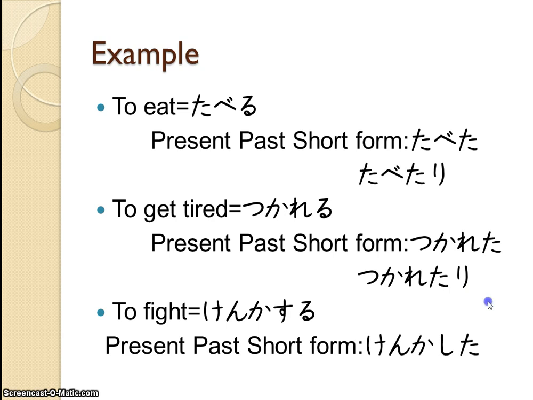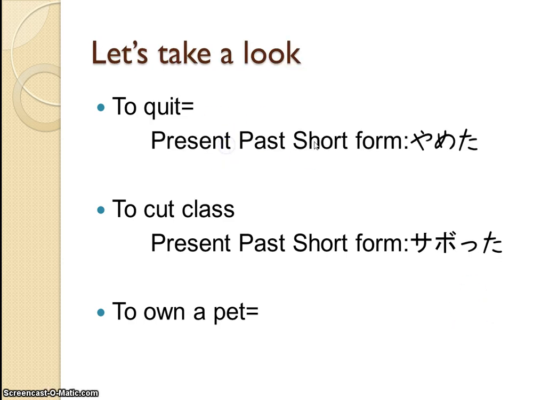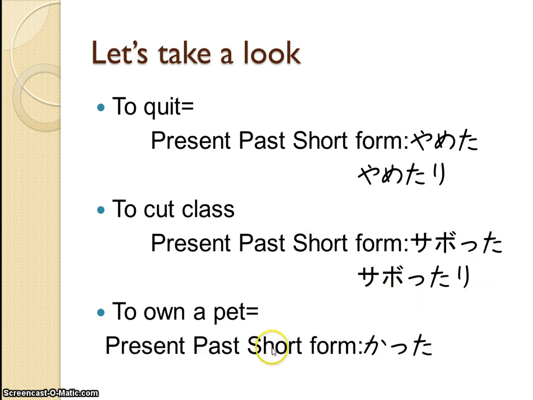So kenka shita becomes kenka shitari. So I do such things as being tired and fighting. Okay, to quit, yameru, becomes yameta. So it'll be yametari. To cut class would be sabotta, because it's saboru, so sabotari. To own a pet is kau, so it'll be kattari. I know I didn't put the words in there, but I'm assuming that you guys know which ones they are. So if you need to, take a look at your notes.